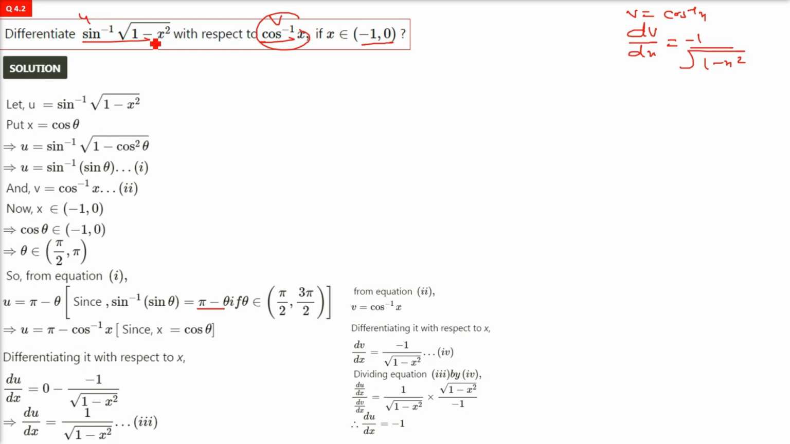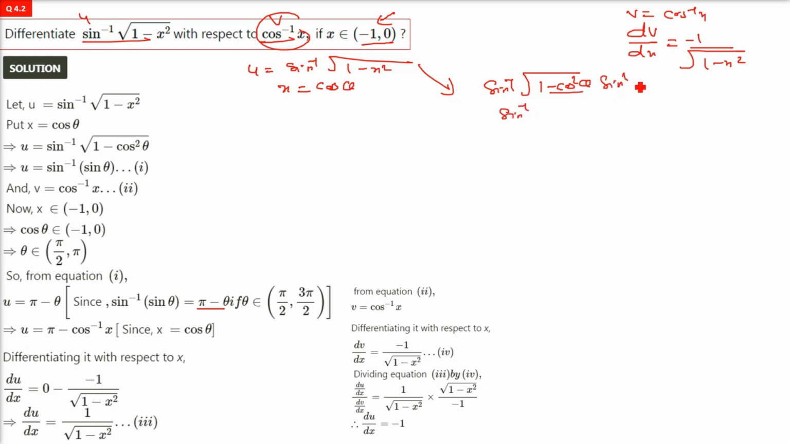Coming to the first part, which is u, we are out of the range. You will just see that. So you have u as sine inverse under root 1 minus x square. Now we put x as cos theta, just to simplify this. So it will be sine inverse under root 1 minus cos square theta. 1 minus cos square theta is sine square theta, and under root of sine square theta is sine theta. Now sine inverse sine theta, you can cancel this, and theta is actually equal to cos inverse x, and you have to differentiate cos inverse x.